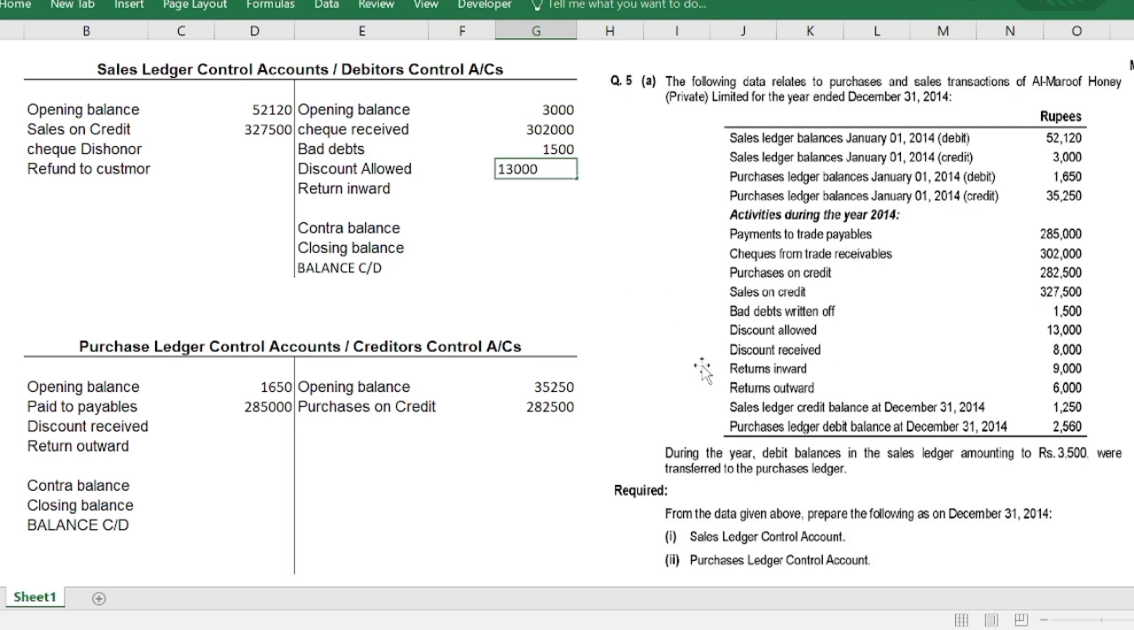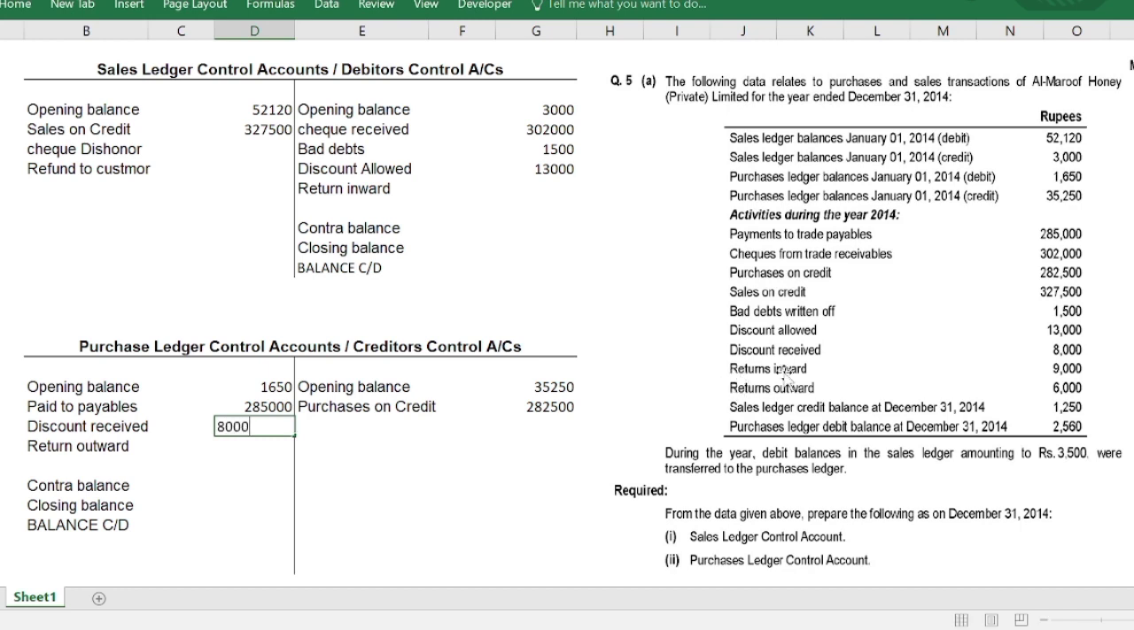After that, the next transaction is discount received. What is the effect of this transaction on our payables accounts? For example, when we purchase a bulk quantity of goods and services from our suppliers and receive a discount, our payables amount will be decreased. So those transactions due to which our payables account will be decreased, we record onto the debit side in purchase ledger control. So we go on the debit side in purchase ledger control accounts and record it, 8,000 rupees.